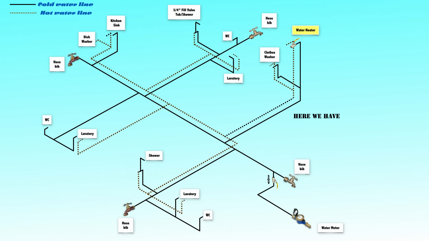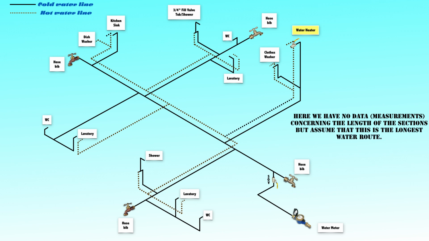Here we have no data measurements concerning the length of the sections, but assume that this is the longest water route. Most remote outlet follows path through water heater to hot water outlet.